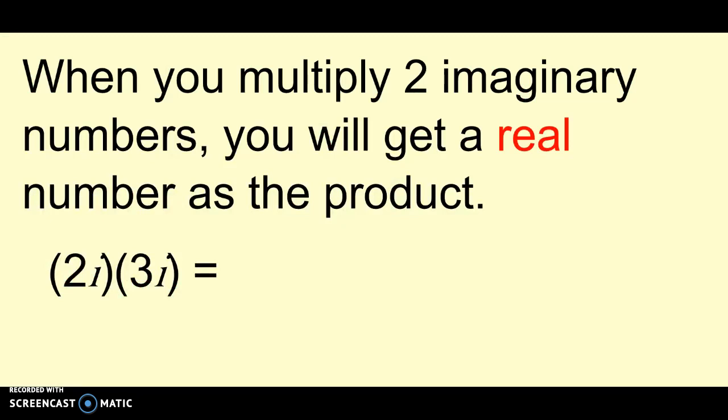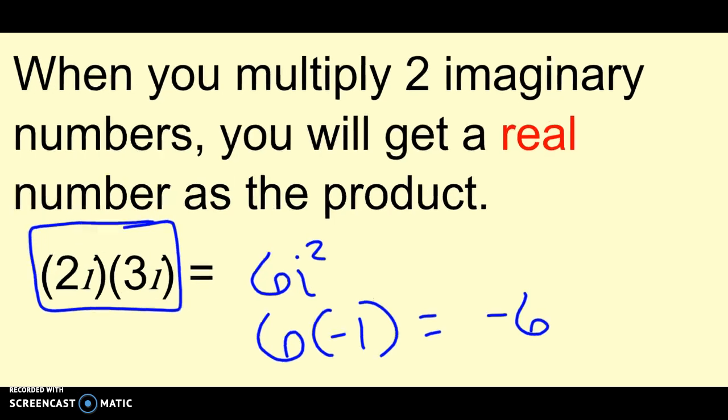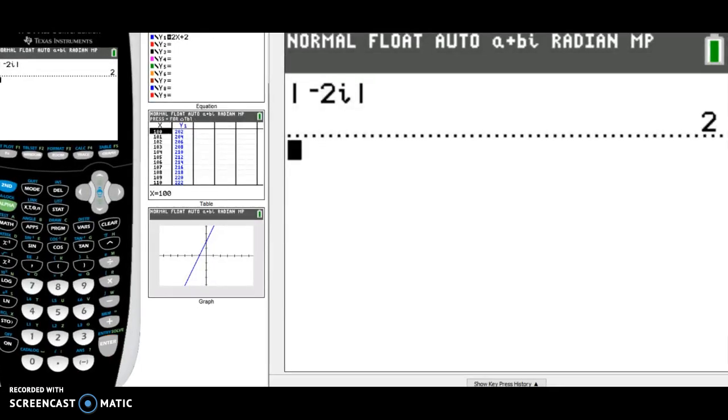Okay, so let's try multiplying these together. You can multiply them in your calculator if you like. You can multiply them by hand. I'm going to multiply and get 6i squared. But now I remember i squared is -1. So 6 times -1 gives me -6. Put that right in your calculator and you can see it. All right, how would you put that in your calculator? Well, let me clear this out.